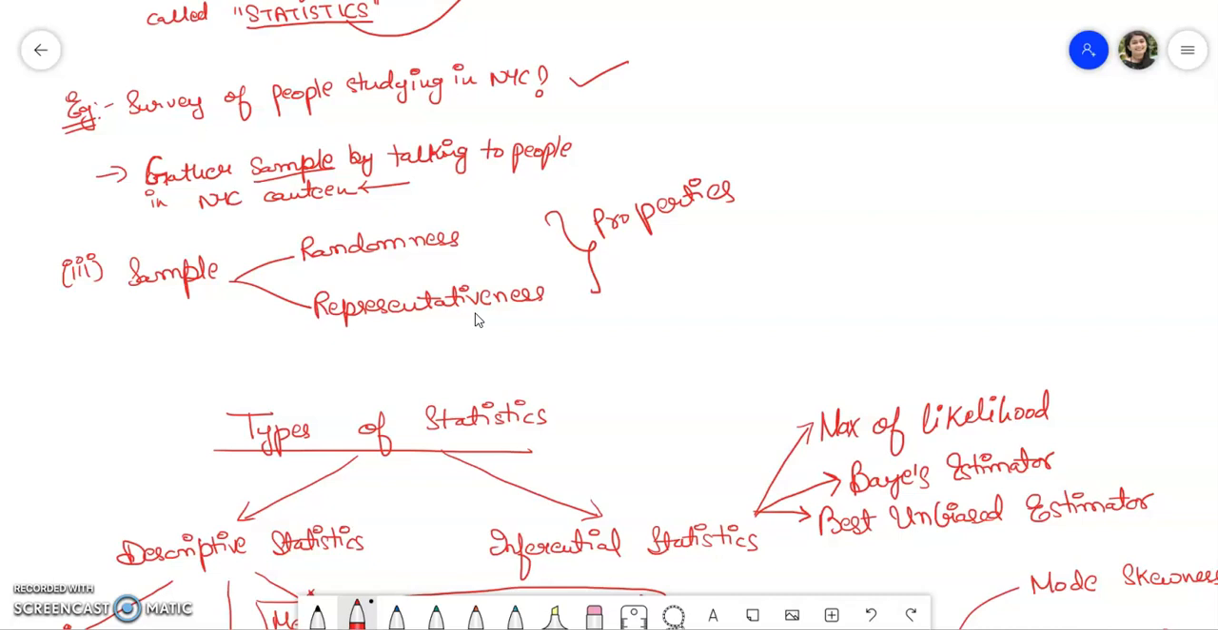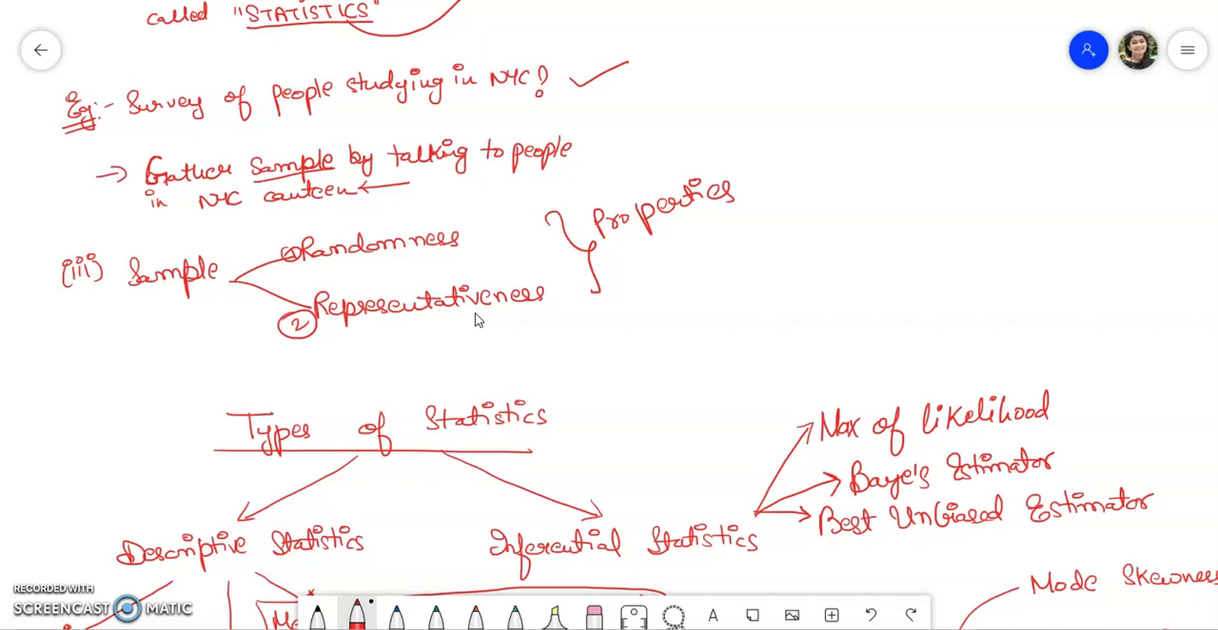Sample should have randomness and representativeness. When I say randomness, it means data should be collected randomly. It's not like it's collected from one source. We should collect the data from different sources, and only then can we bring randomness into a data set. The second one is representativeness. So your data set should be collected so accurately that it reflects the members of the entire population.